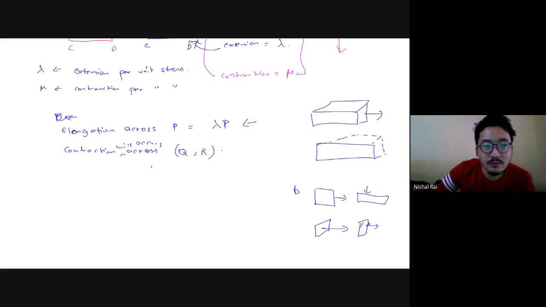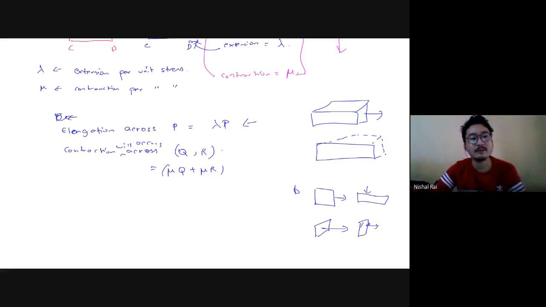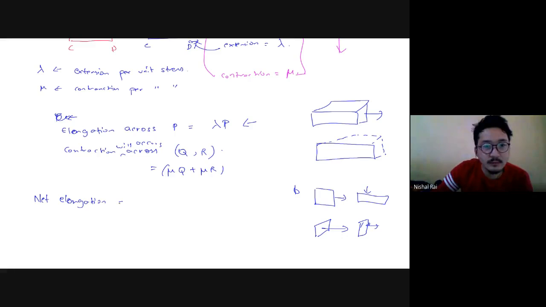So contraction will occur on Q and R, which is basically mu times Q and mu times R. This is the total amount of contraction which will occur. So the net elongation will be what? Net elongation will be the elongation across P minus the contraction, which is lambda times P minus mu of Q plus mu of R. This is your net elongation across P.